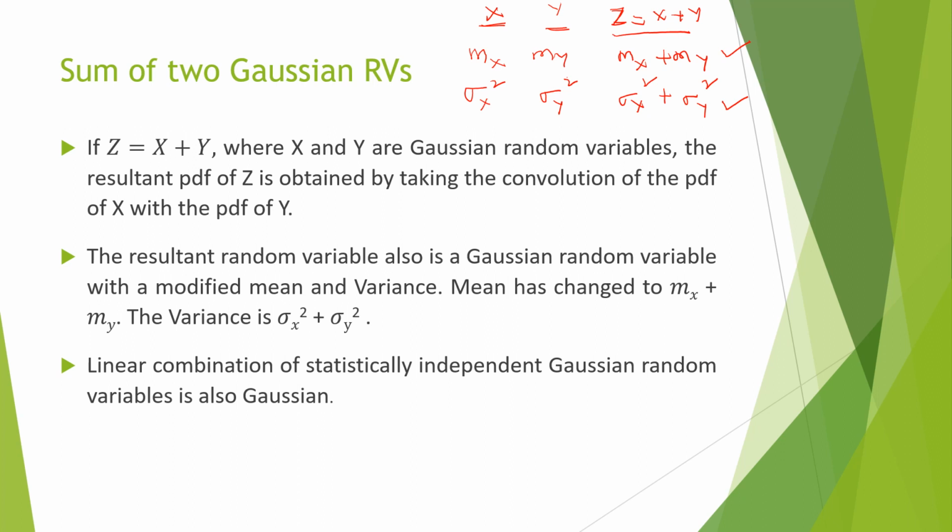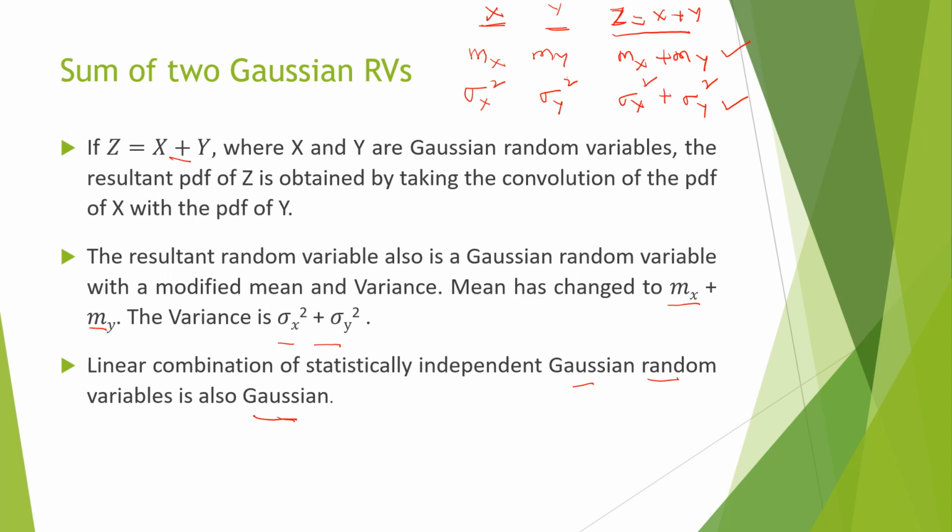So these are the three points here. If z is equal to x plus y, the resultant one is the convolution of these two, which is also a Gaussian. So a linear combination of statistically independent Gaussian random variables is also Gaussian, and its mean value changes to mx plus my, and the variance value changes to sigma x square plus sigma y square.